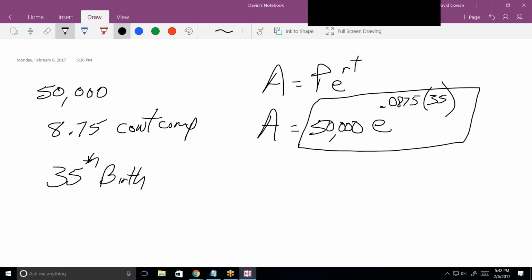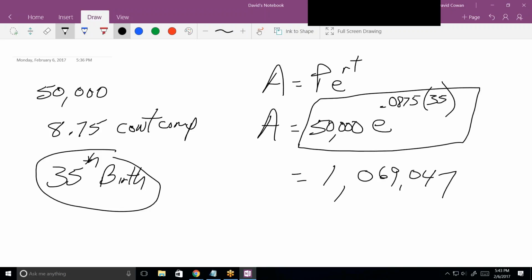Yeah, so for this, I got 1,069,047 and 14 cents. Okay. That matches my ballpark estimate. In other words, in 35 years, if you can actually make 8.75% return on your money, it increased by a factor of 20, going from 50,000 to 1 million. All right. What are some of the ones you had some problems with?